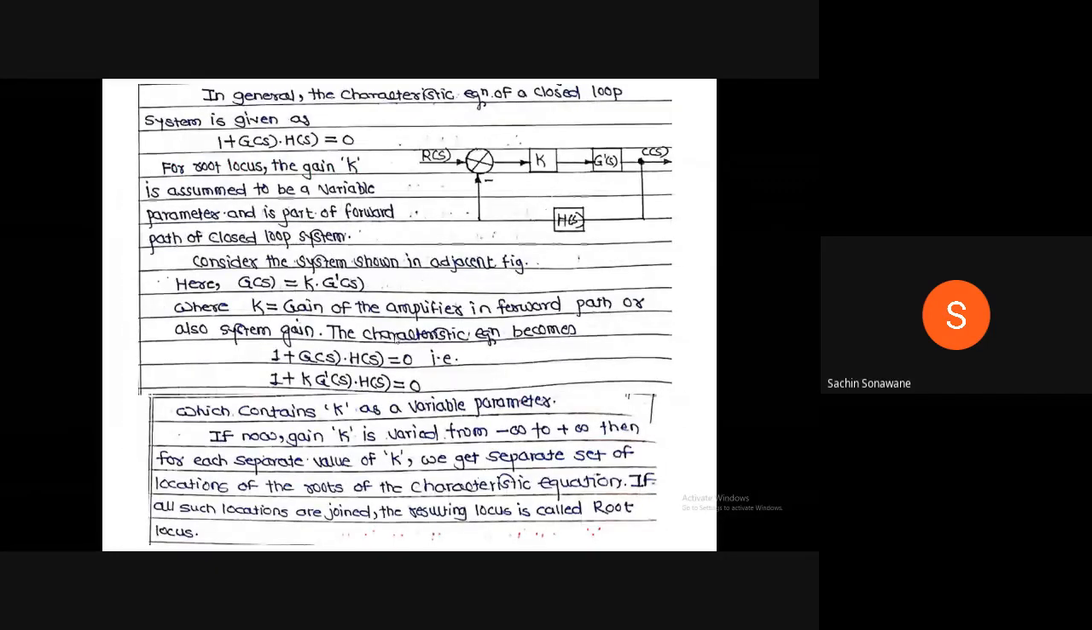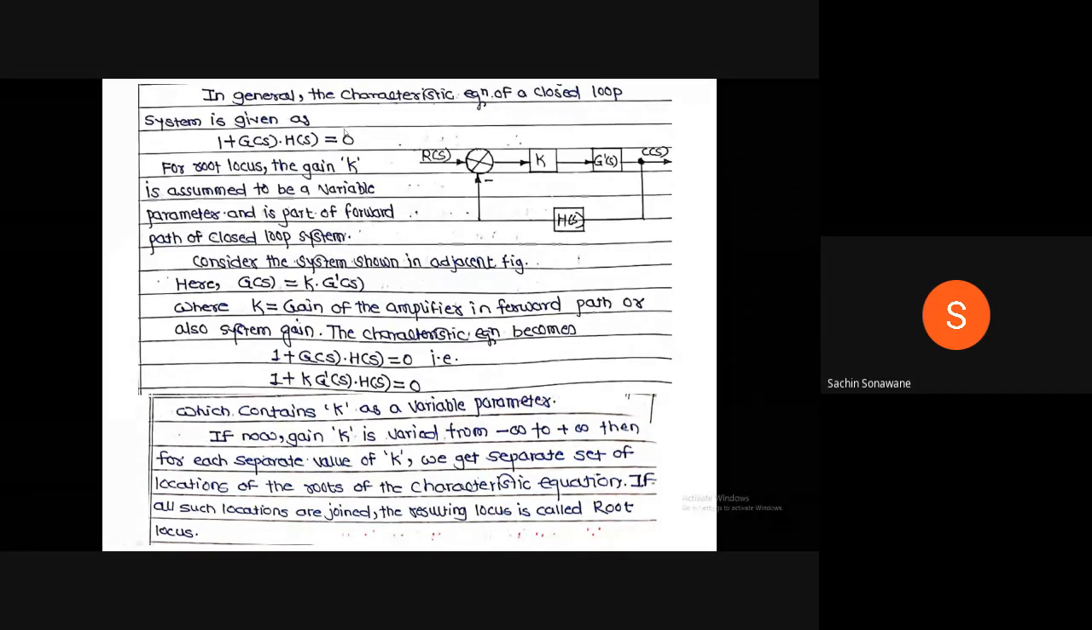In general, the characteristic equation of a closed loop system is given as follows. This is the closed loop system you are observing. R(s) is nothing but input, H(s) is nothing but feedback, C(s) is nothing but controlled output. Therefore, its characteristic equation is 1 + G(s)H(s) = 0. Why is this plus sign here? Because here there is negative feedback. If negative feedback is there, therefore here we have to give a plus sign.